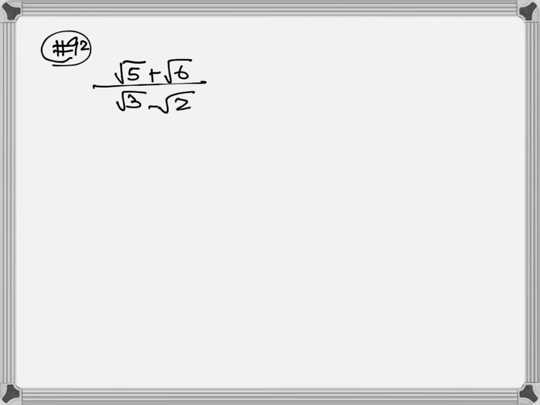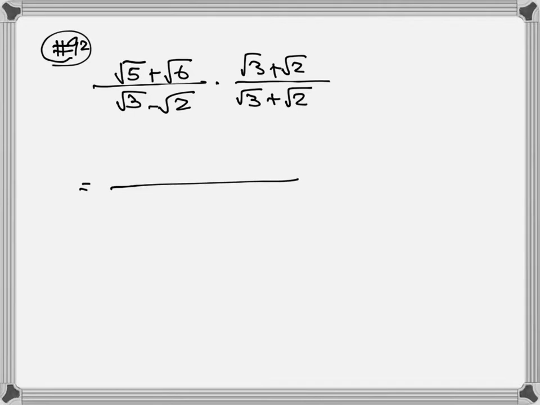Now let's look at number 92. Number 92, square root of 5 plus square root of 6 over square root of 3 minus square root of 2. Again, here we have two numbers, so we're going to multiply exactly the same number, but different signs. So this time will be what? A plus.